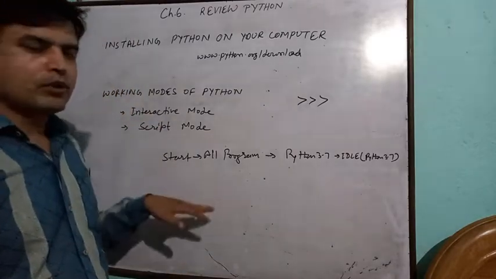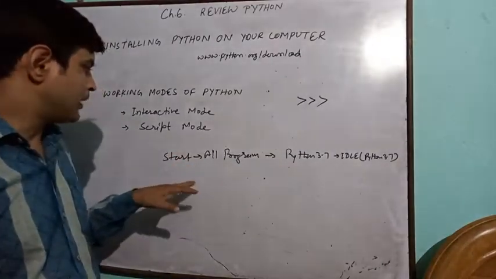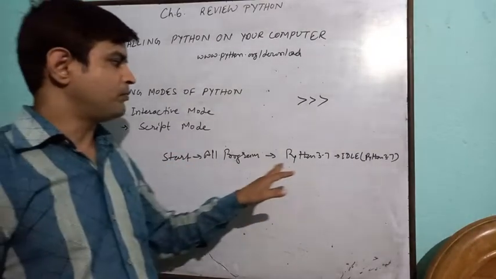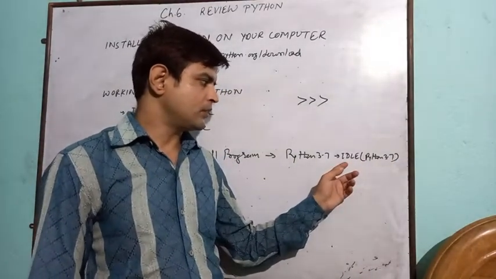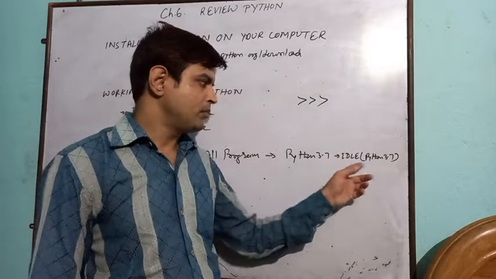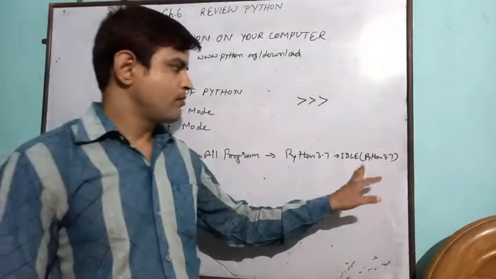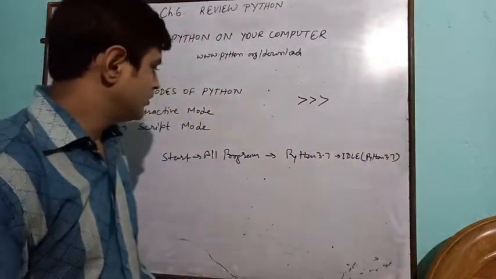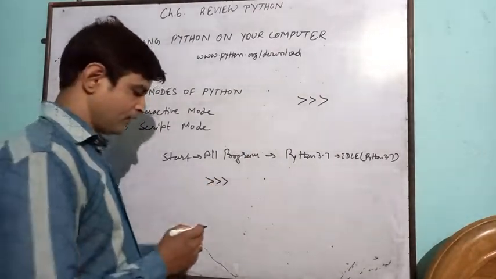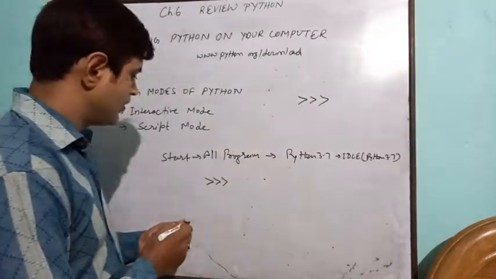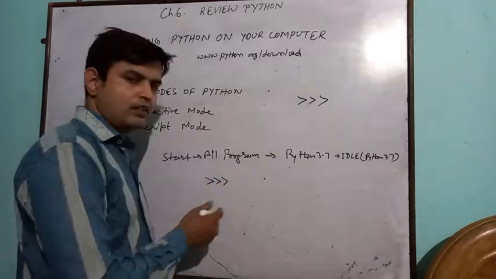To work in interactive mode, just follow the steps. First, open the Python shell. Click on Start, All Programs, Python 3.7, IDLE Python 3.7. Here a new term, IDLE, stands for Integrated Development Environment. We will discuss it later. After following these steps, a Python shell will be displayed. Next to the Python prompt, give the command. This means it is ready to receive your instruction.